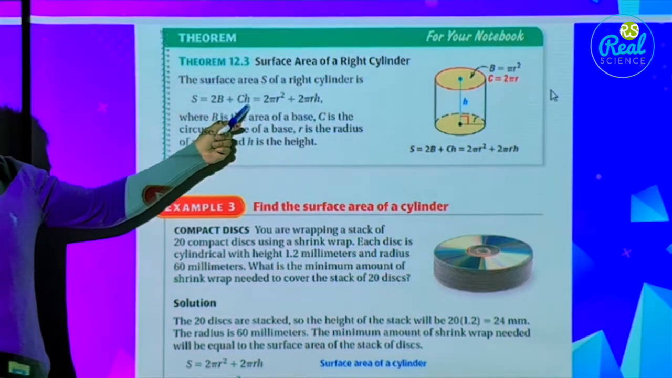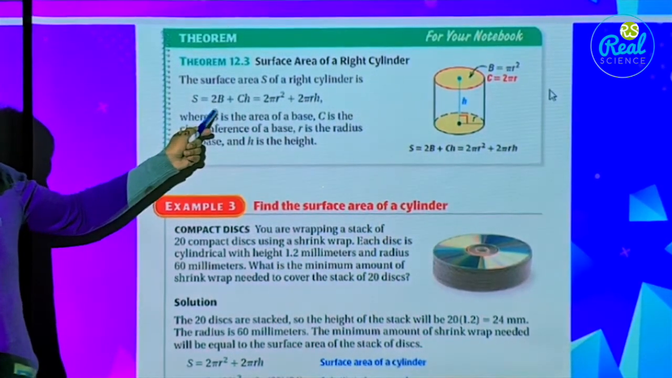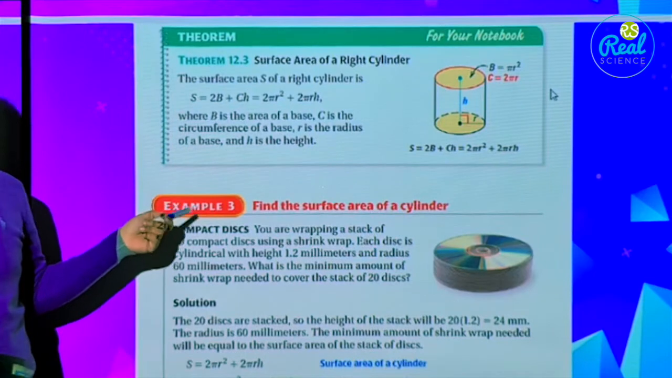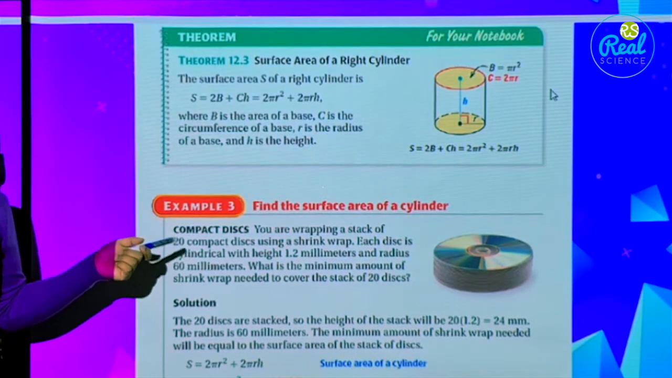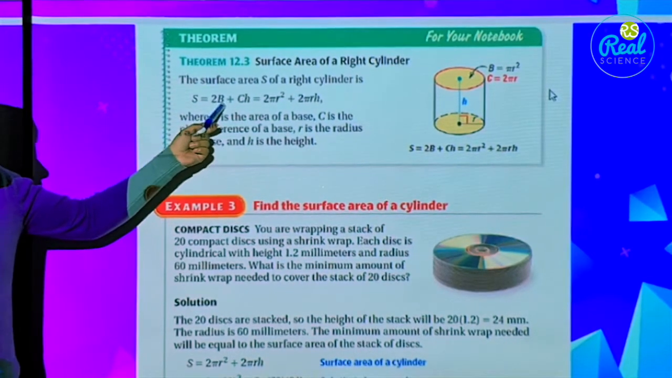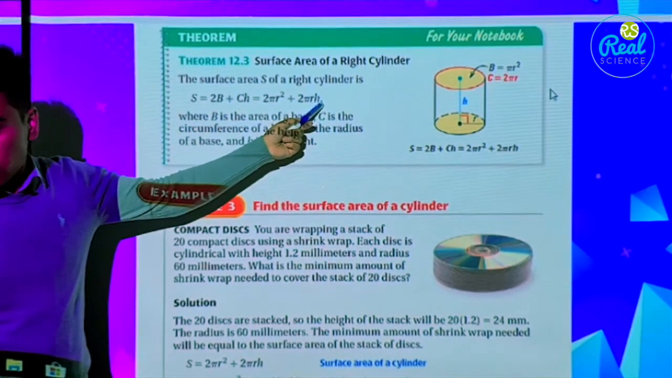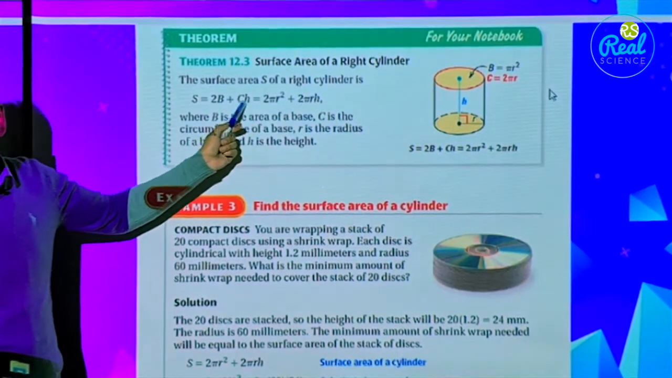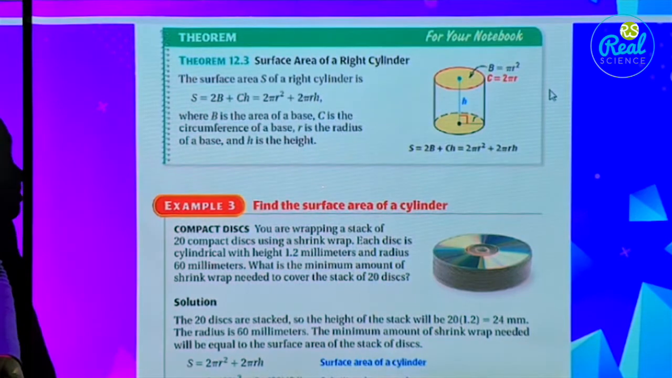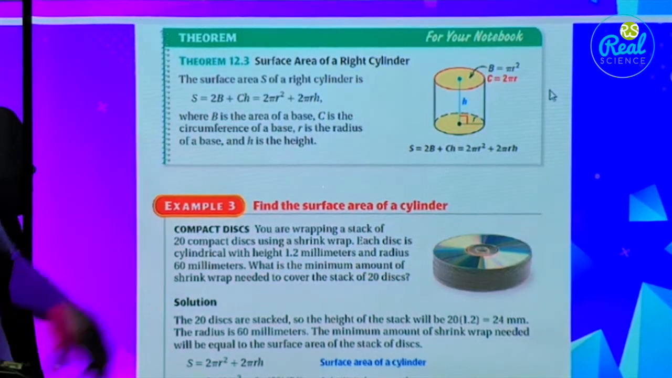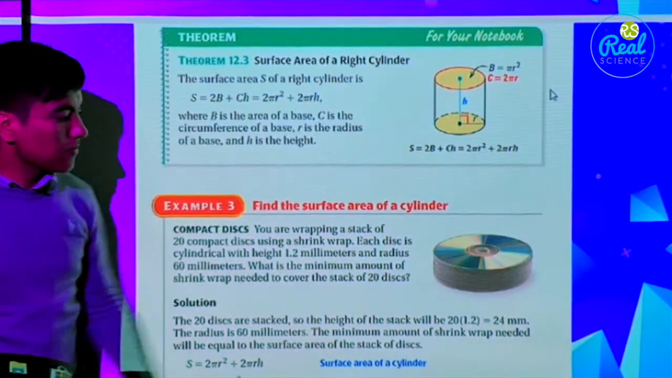Circumference multiplied by h plus 2 bases. 2 bases actually are circles. Area of circle is pi r square. 2 pi r square plus 2 pi r h. Circumference 2 pi r, times h. That's it. That's the theorem, the surface area of right cylinder.